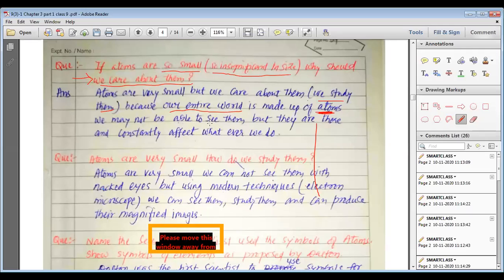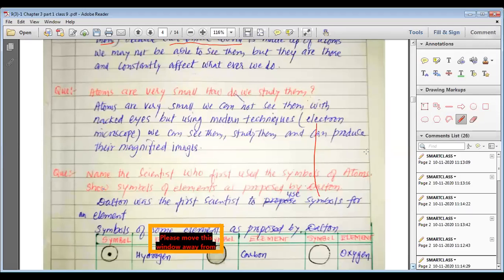We may not be able to see them, but they are always there, and they constantly affect whatever we do. So the simple idea: why do we need to study these atoms? We need to study them because everything is made up of atoms, and atoms exist around us. We cannot see them, but they affect our life. They affect each and every action. They affect everything that we have all around. And that is why it is significant to study the atoms.